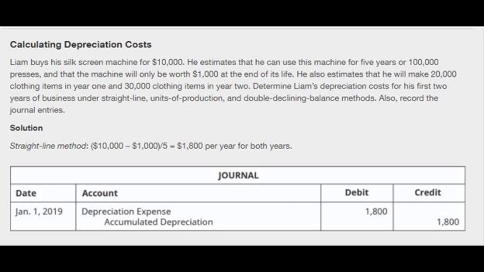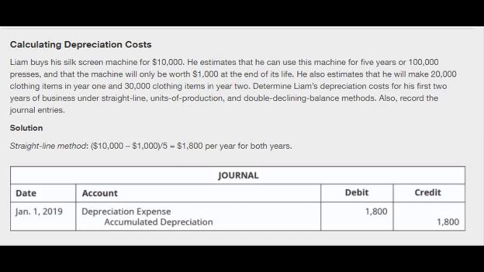Under the straight line solution, in both 2019 and 2020, or as they say, in both years, the depreciation of this particular asset is $1,800 a year. The asset is losing under straight line the same amount of value in each passing period, in this case 1 year.